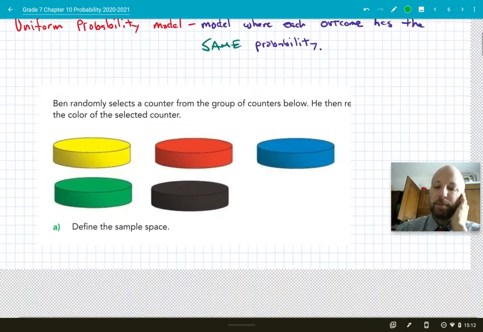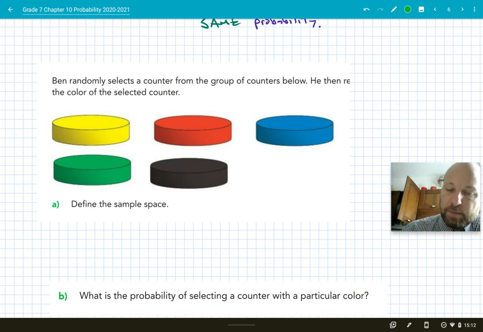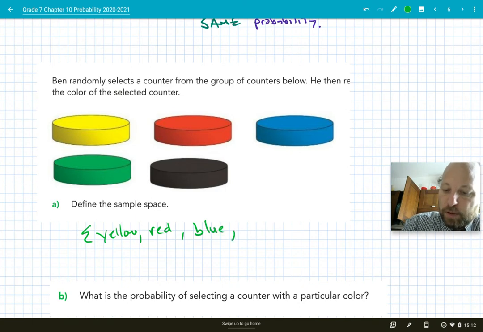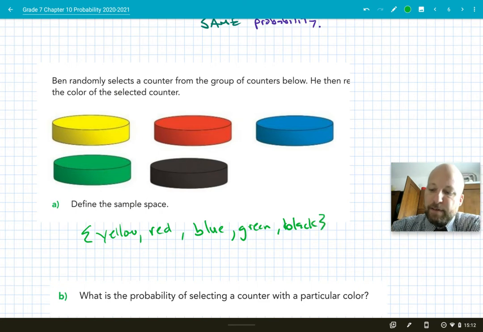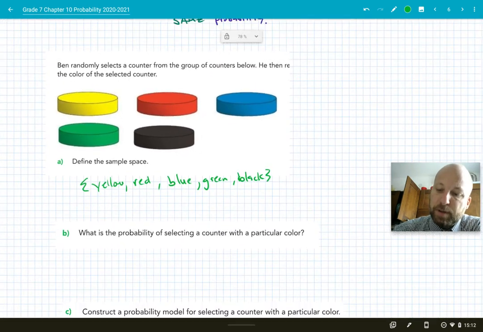Ben now randomly selects a counter from the group of counters below. He reads the color of the selected counter. Define the sample space. Well, the sample space in this one could be yellow, red, blue, green, or black. Those are the 5 options. That's the sample space.